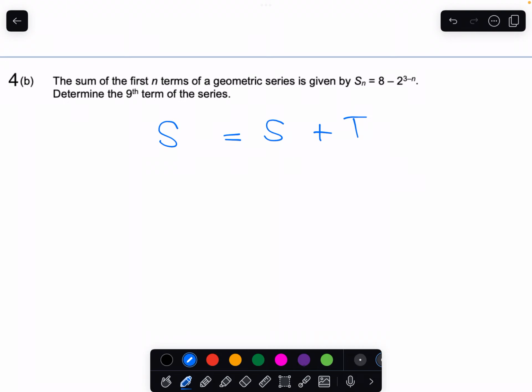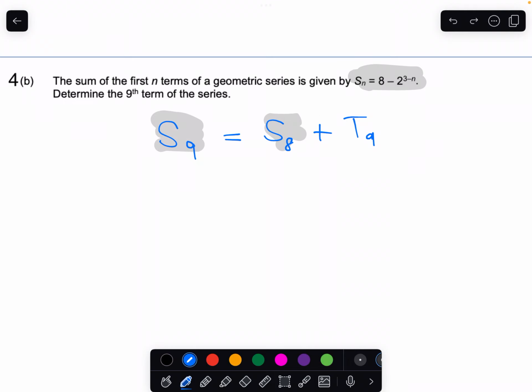If we want term 9, we can add it to S8, and then we'll get S9. So the sum of the first 9 terms is equal to the sum of the first 8 terms plus the 9th term. So we can figure out what S9 is and what S8 is using the formula that we've been given, and then we can work out T9.